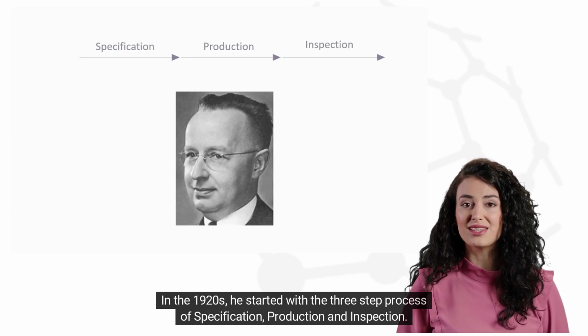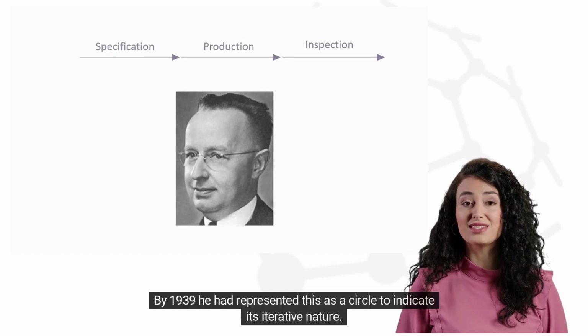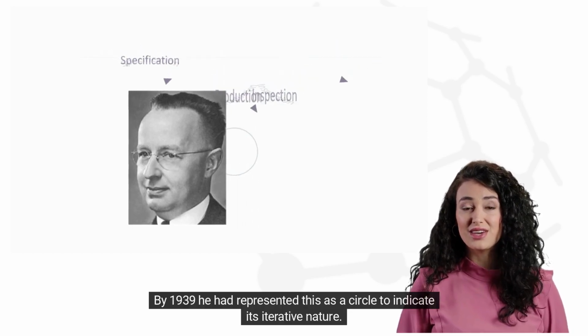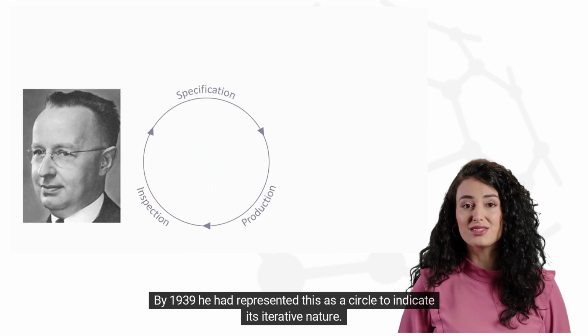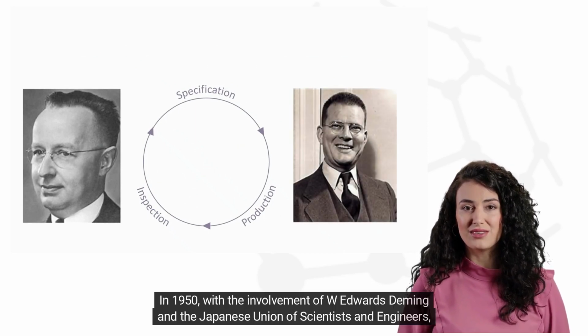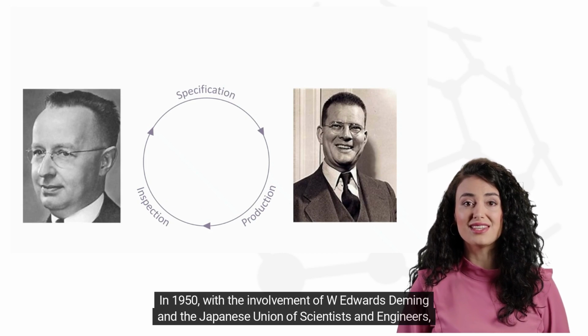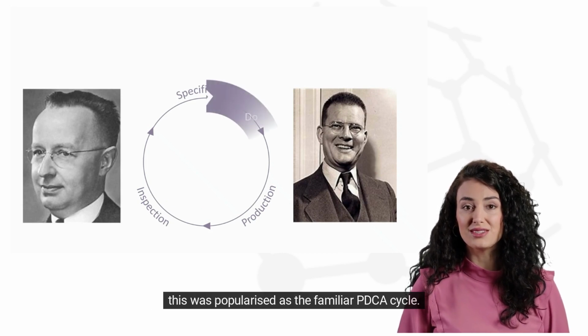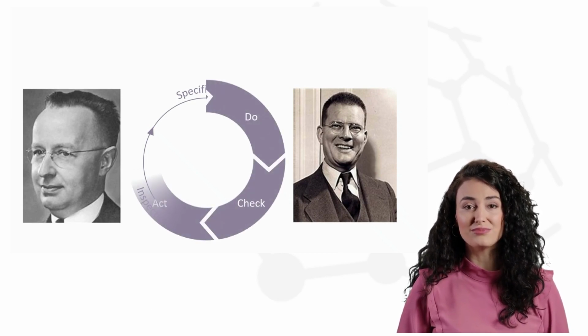In the 1920s, he started with the three-step process of specification, production, and inspection. By 1939, he had represented this as a circle to indicate its iterative nature. In 1950, with the involvement of W. Edwards Deming and the Japanese Union of Scientists and Engineers, this was popularized as the familiar PDCA cycle.